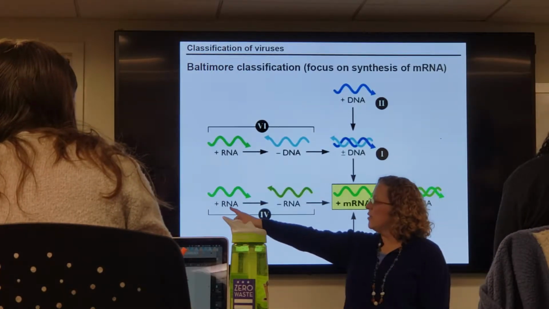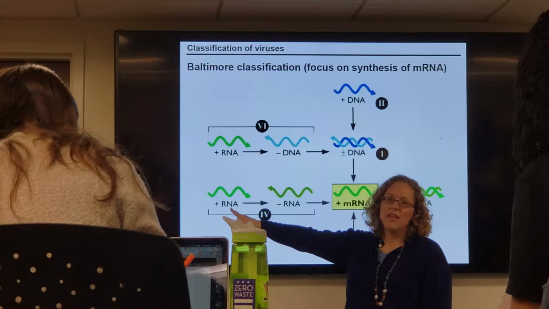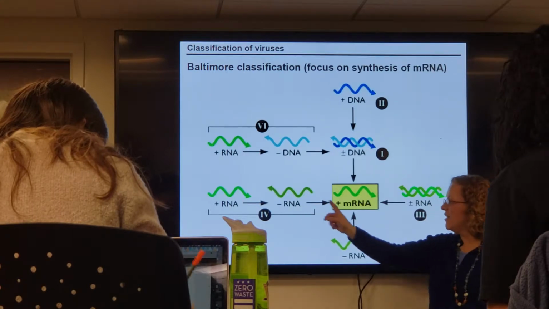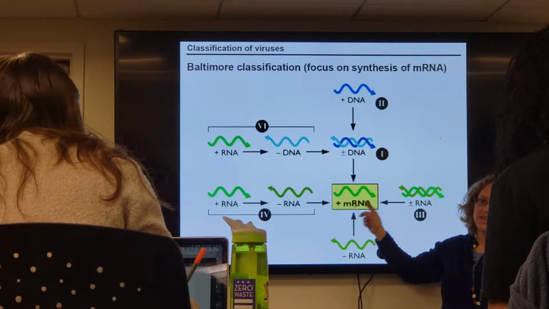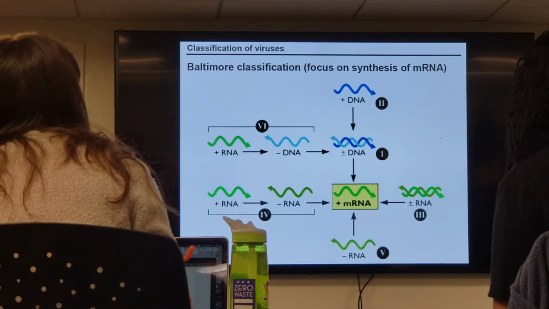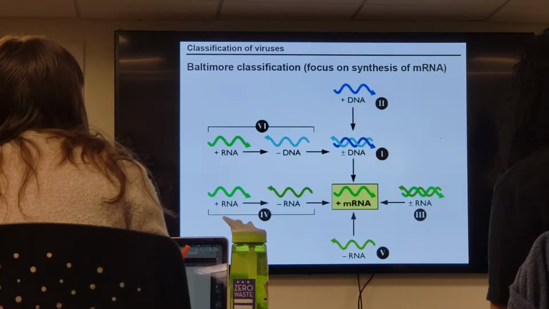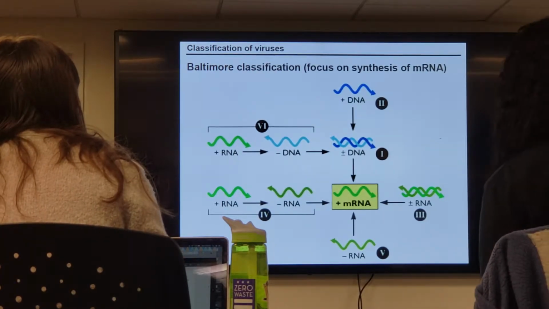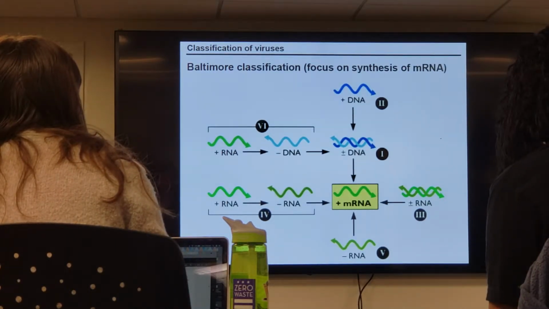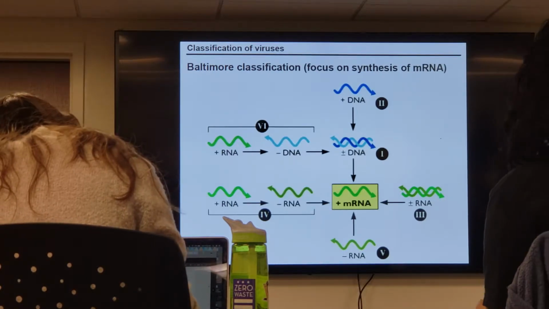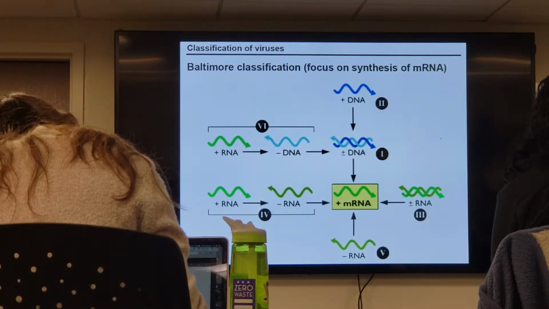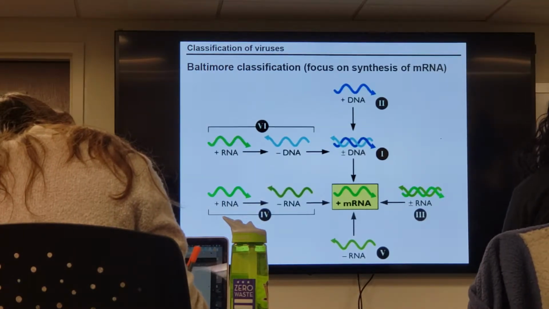So if we look at class 4, they start with positive sense RNA, then they go to negative sense RNA, and then they go to positive sense again. Think about that one for a second. Why in the world would our positive sense RNA viruses go to negative sense and then go to positive sense? Is it so that they can create the template?